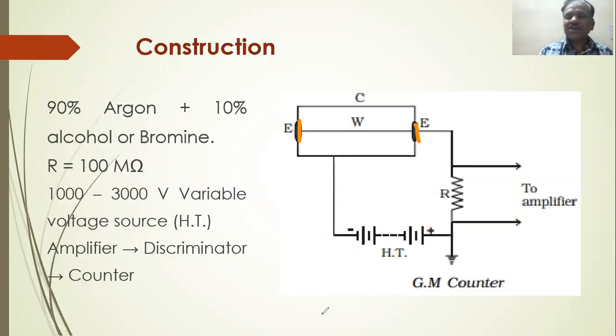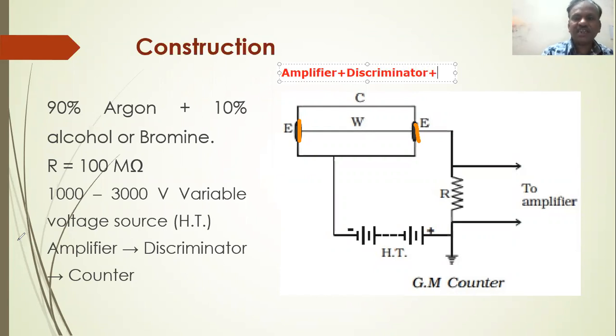Next, this is one part. This circuit is accompanied by other circuits. What are the circuits here? It is an amplifier circuit, associated with the amplifier, plus a discriminator circuit, plus another one, the counter. All together, that's why I call it an electronic nuclear instrument. And here is the counting unit, where you can see the pulses. This is about the construction of the GM counter here.